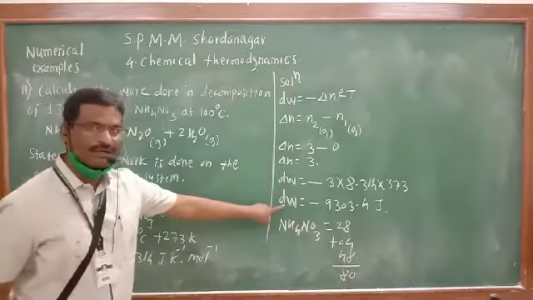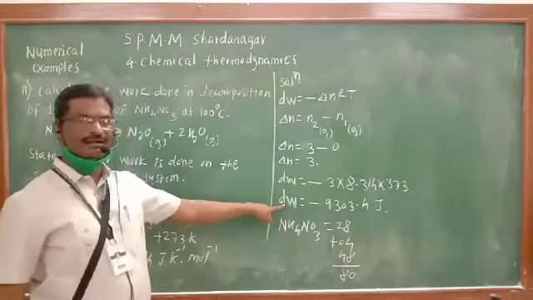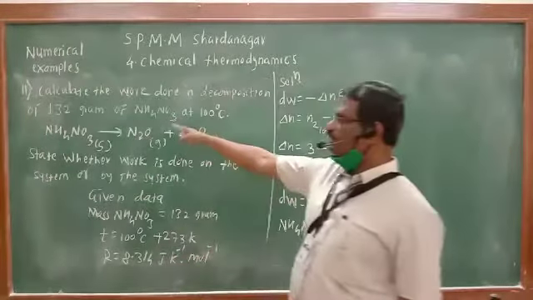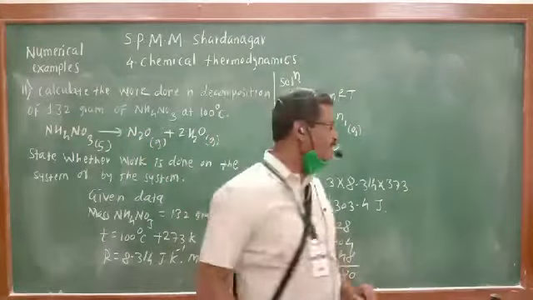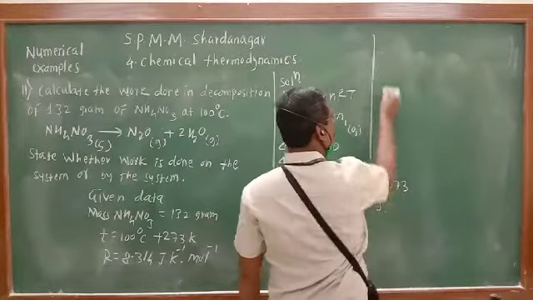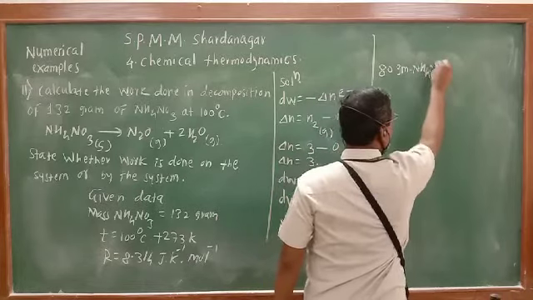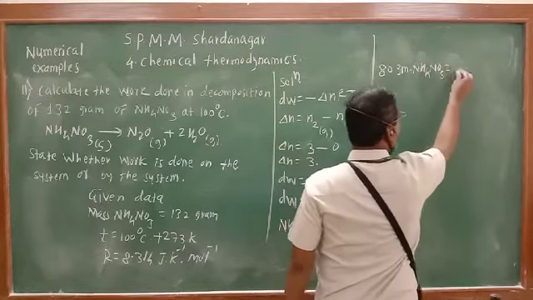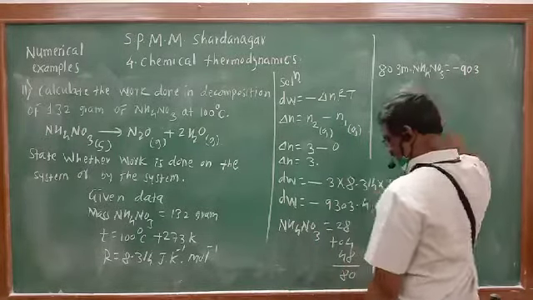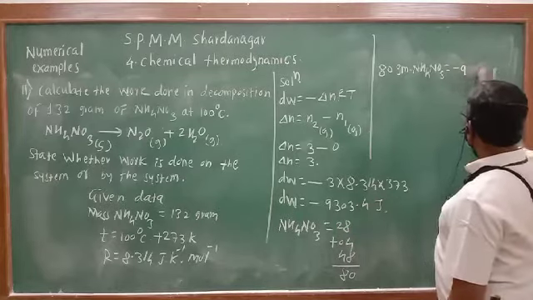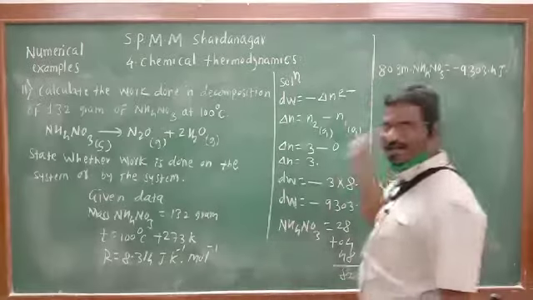Means this is the work done for 80 gram of ammonium nitrate, and they have asked to calculate the work done for 132 gram of ammonium nitrate. So we have to do the cross multiplication. 80 gram of ammonium nitrate will be equal to minus 9303.4 Joule for 80 gram.